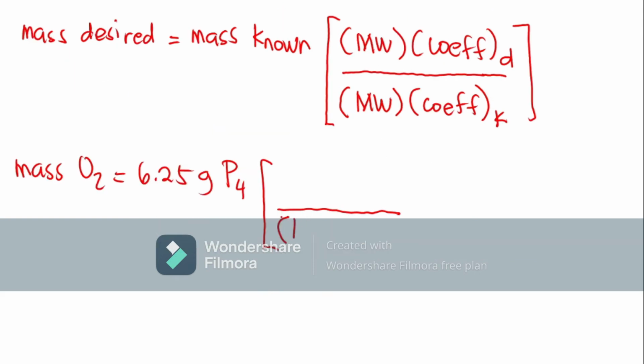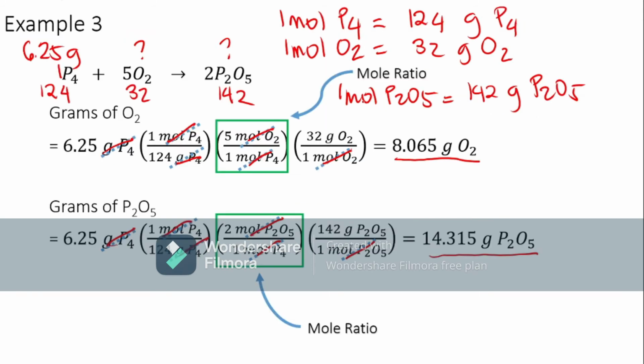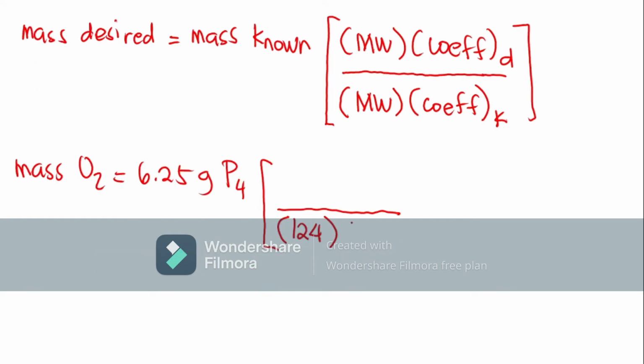No need to write for the unit if you're using this. So, 124, then times. Anong coefficient ng P4 in a chemical reaction? Coefficient ha? Ang coefficient niya ay 1. Okay? Coefficient niya ay 1, so times 1. Dito. So, we're done with the known. So, punta na tayo ng desired.